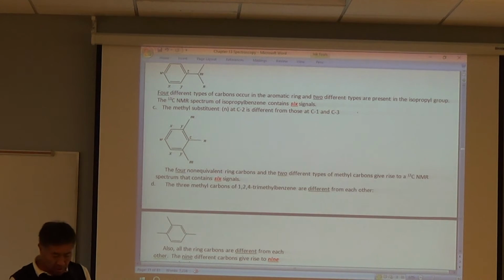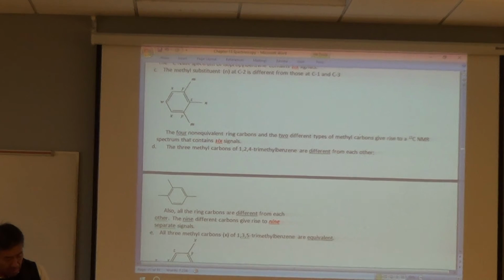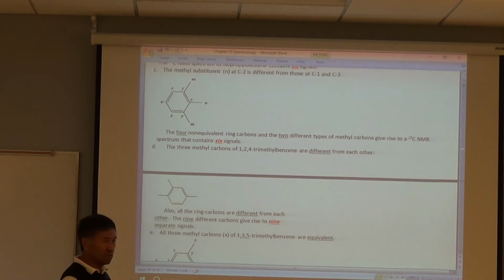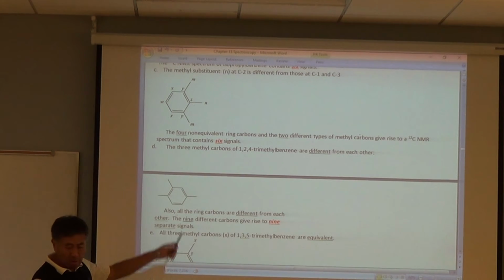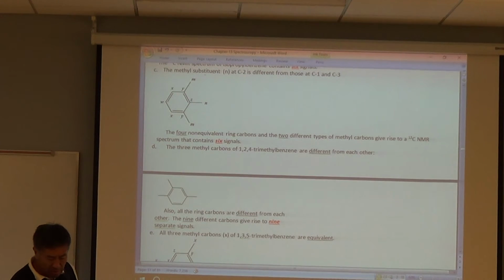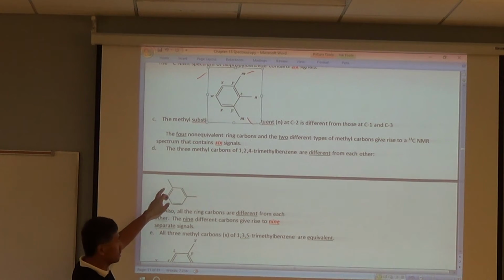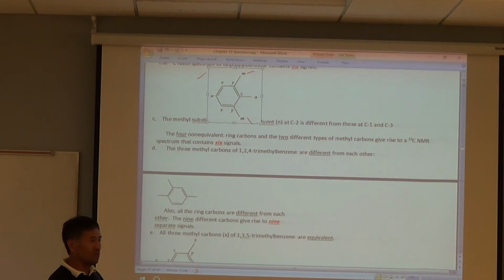Now, if we have these three metals on the benzene, then you can see all the three metals on the benzene are different. So there, the three metals on the benzene, the M and M are the same. This one and this one are the same. Now here we have three metals, and each of these three metals is different. And then each of these carbons on the benzene is different.